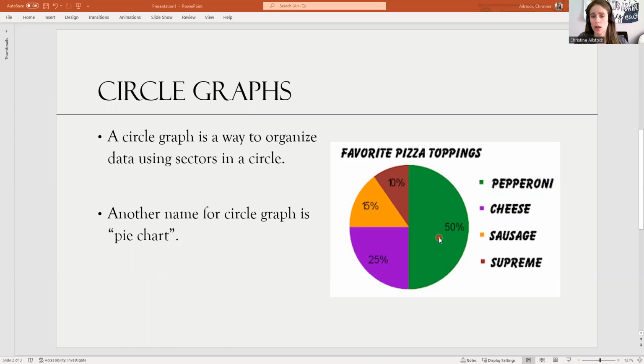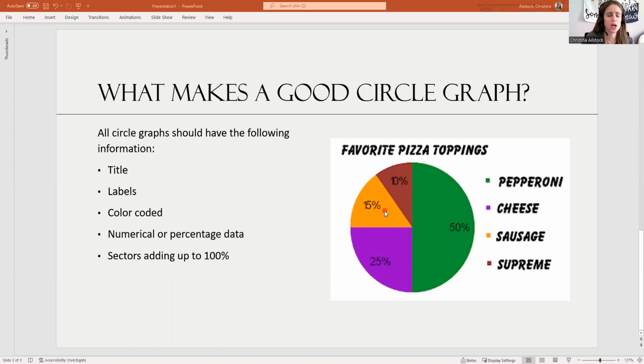And as we can see, a couple things that stand out is we use different color codings with a key over here to the right, and we have percentages listed. So along those same lines, what are we looking for to make a good circle graph or to make a good pie chart, whatever you want to call it? We always need to have a title, which this does here, favorite pizza toppings. We need to have our labels, which we have on the right, the pepperoni, cheese, sausage, and supreme. It needs to be color coded, which we do have. Green is for pepperoni, purple is for cheese, etc.